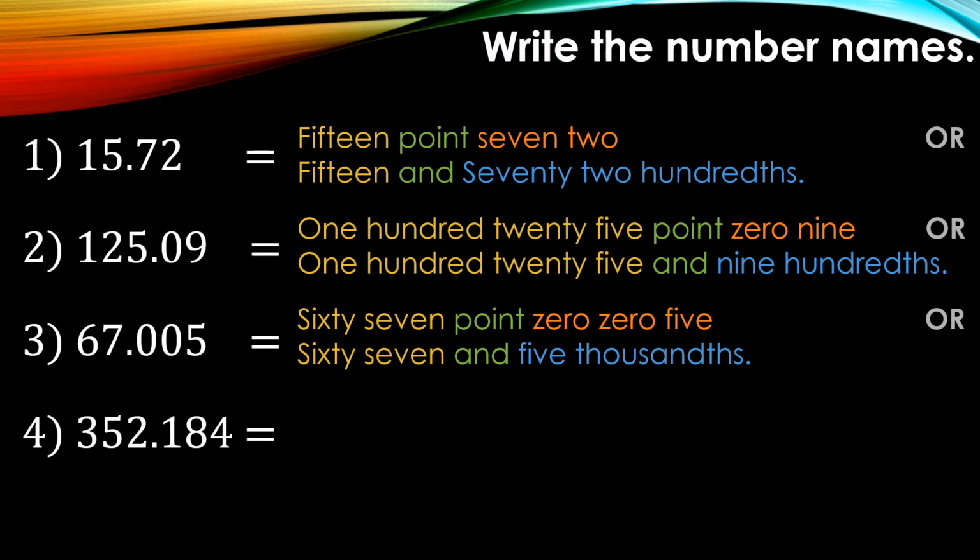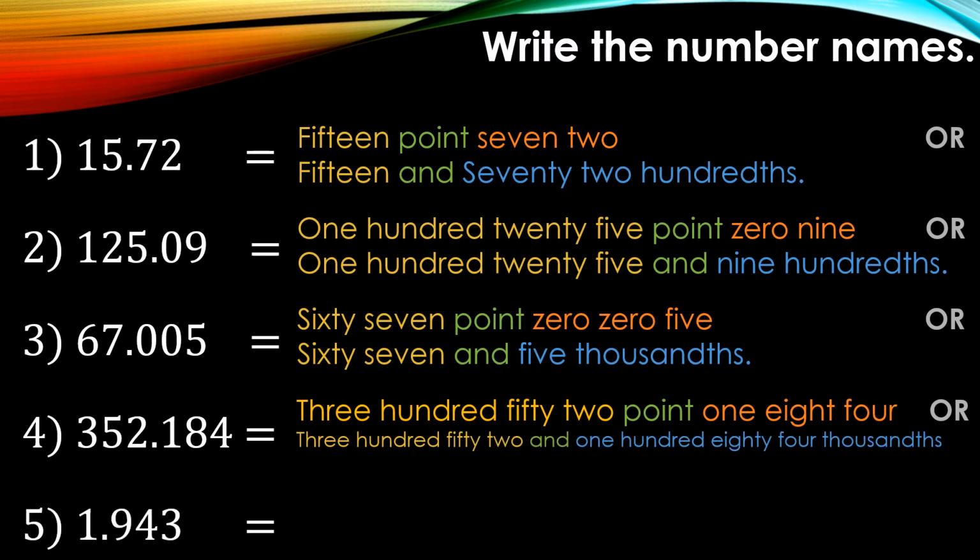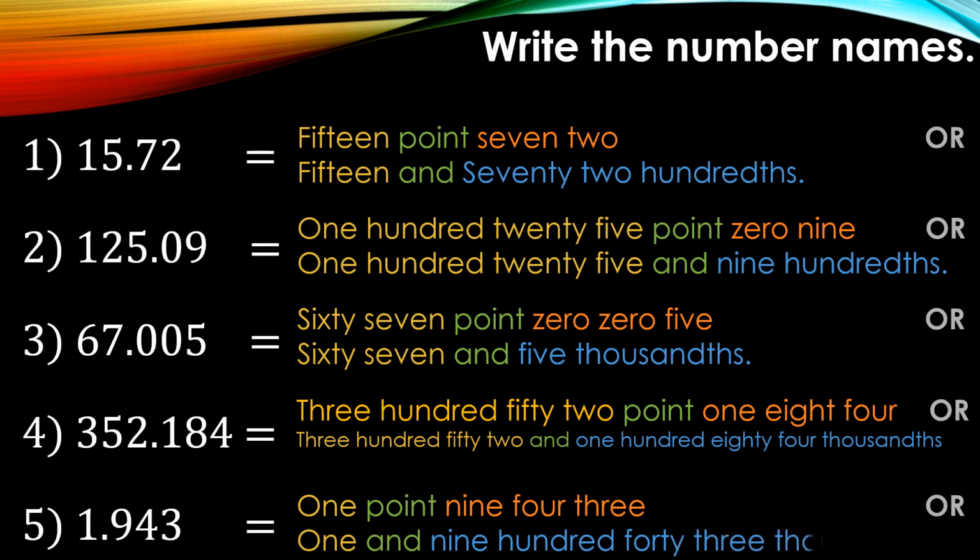The fourth answer is 352.184 or 352 and 184 thousandths. The fifth answer is 1.943 or 1 and 943 thousandths. Let us solve one more question.